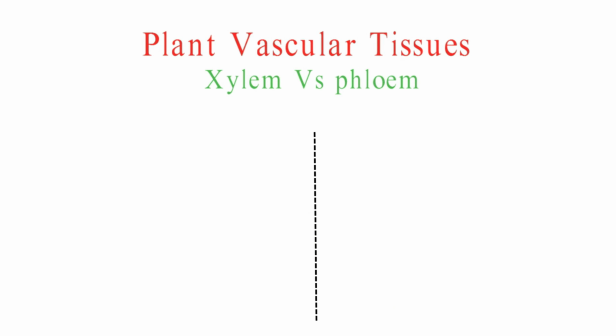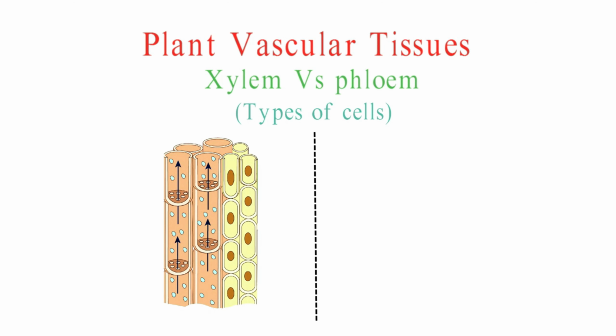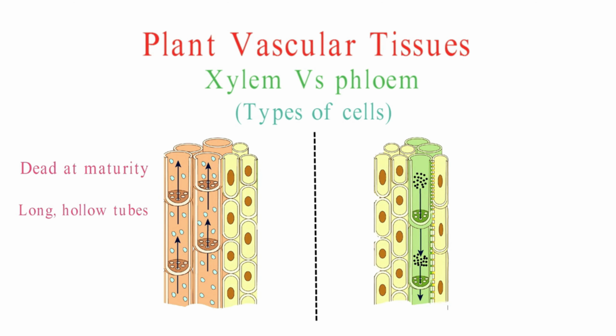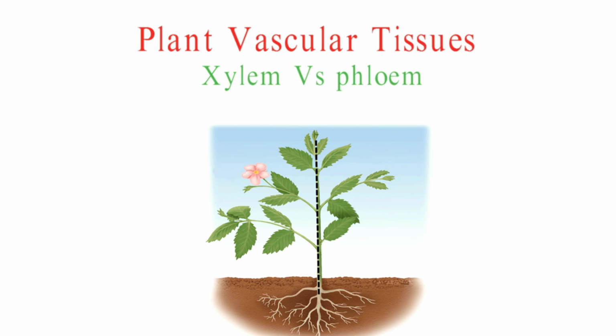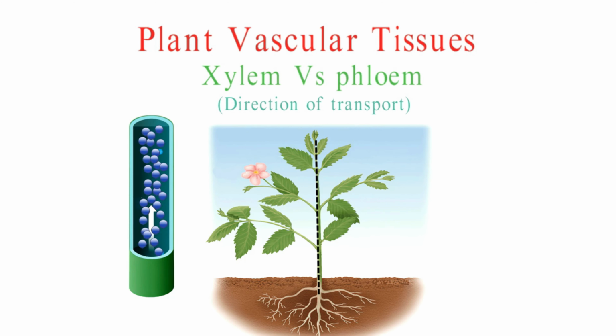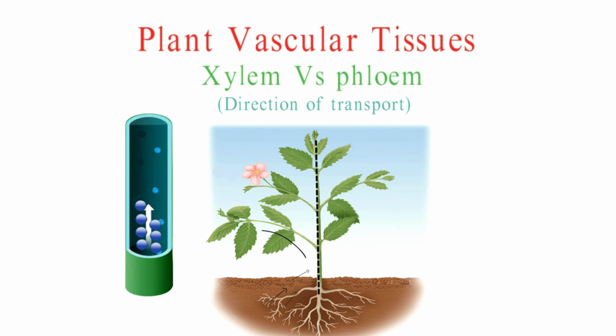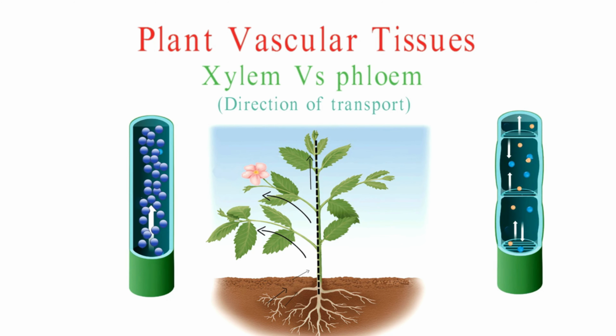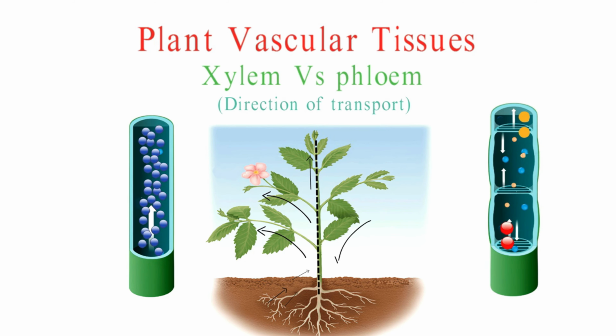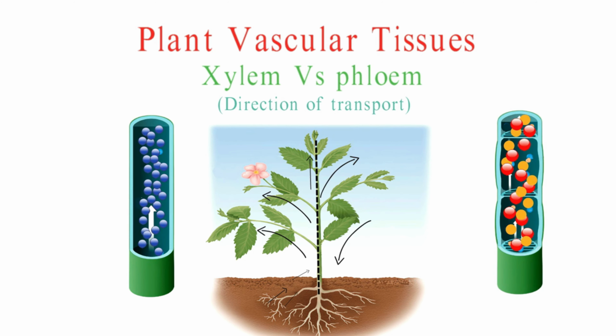One of the key differences between phloem and xylem lies in the types of cells they are composed of. Xylem cells are mostly dead at maturity, forming long, hollow tubes, while phloem cells are alive and actively involved in the transportation process. Another significant difference is the direction of transport. Xylem primarily transports water and minerals upward, from the roots to the leaves. So it's a one-way flow, while phloem transports organic compounds in both directions, up and down the plant.